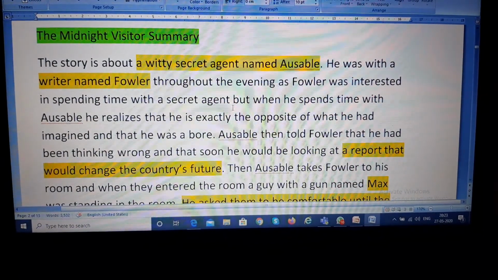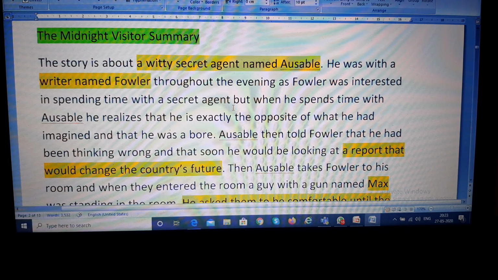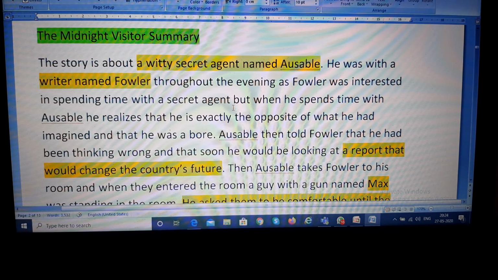So here what we see is a strong contradiction between what somebody has expected and what somebody faces. There is a wide difference between the expectations and the reality. The expectation of Fowler, who is a young writer, was that secret agents are very smart people, very active, very fit and fine health-wise, and always surrounded by dangers and adventures in their life.